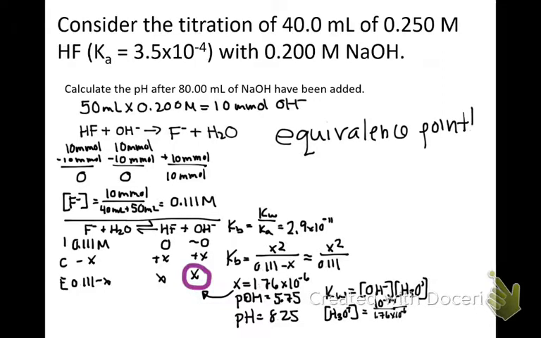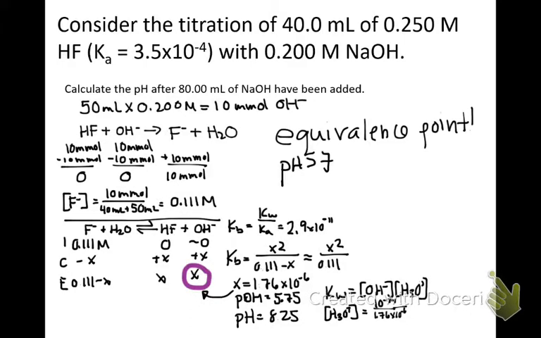At the equivalence point for a weak acid, we see that the pH is greater than 7, whereas for a strong acid, strong base titration it always equals 7 at the equivalence point. We see here that we're a little bit more basic than that, and that's consistent with the fact that when we do this titration, we end up with a weak base. So that solution is a little bit basic.